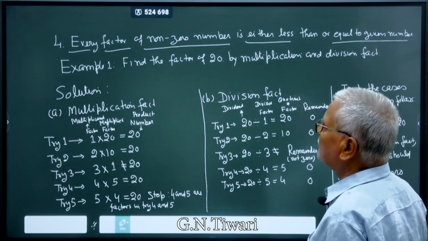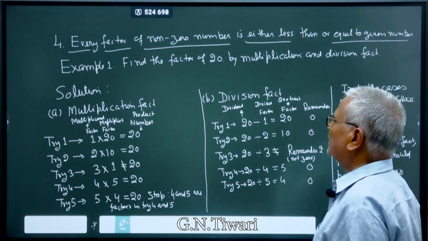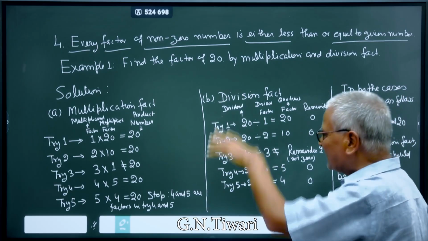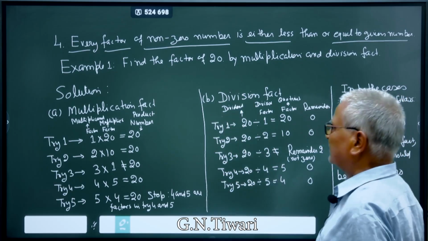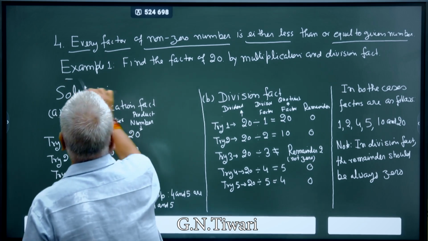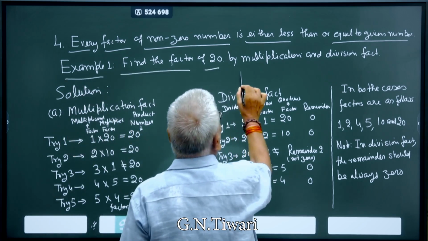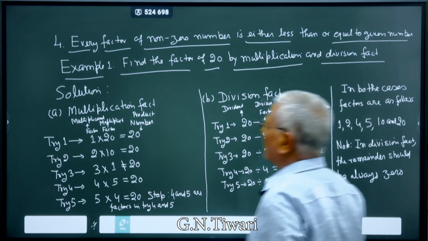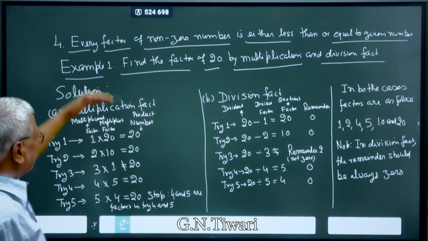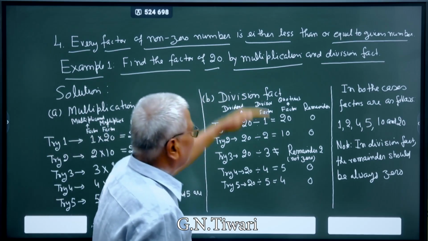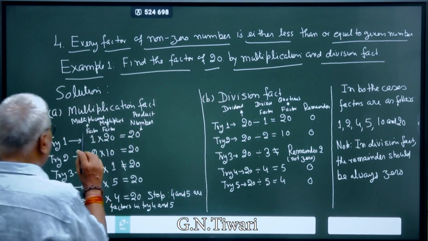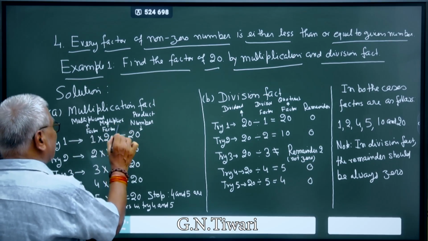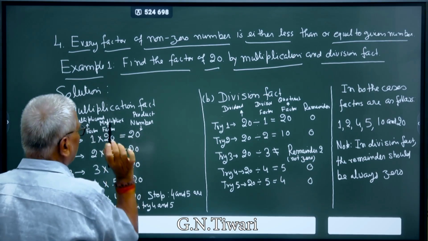Now I am going to tell you what the multiplication fact and the division fact are, and based on that we can find the factors. Example 1: find the factors of 20 by the multiplication and division facts. I have made a column for the multiplication fact. In a multiplication fact, the multiplicand and multiplier, when multiplied, give the product, which is the number.